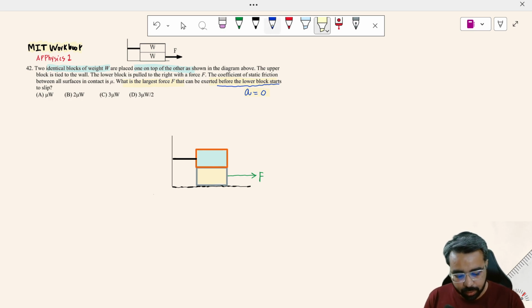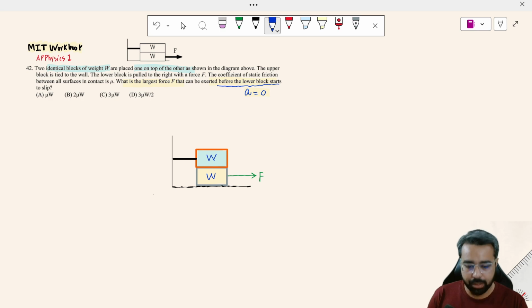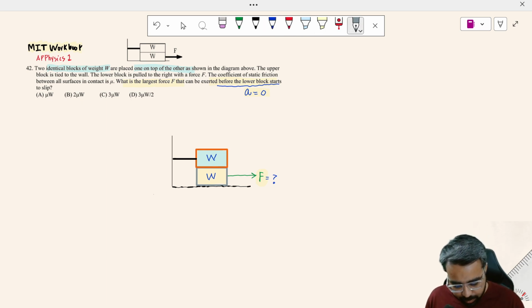Now both are identical, so they have the same weight, and as you see the upper block is tied with a string. So first of all, if you want to find out the magnitude of this force, then the first step is that you have to make a free body diagram. And what is that?